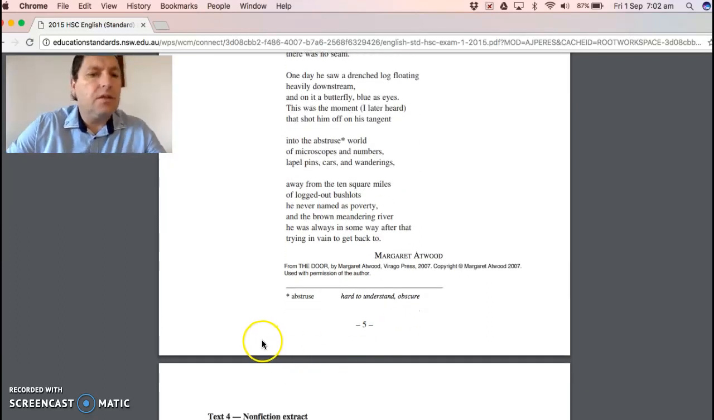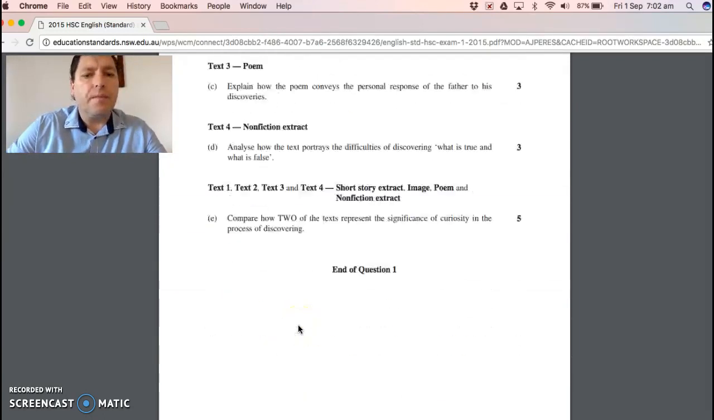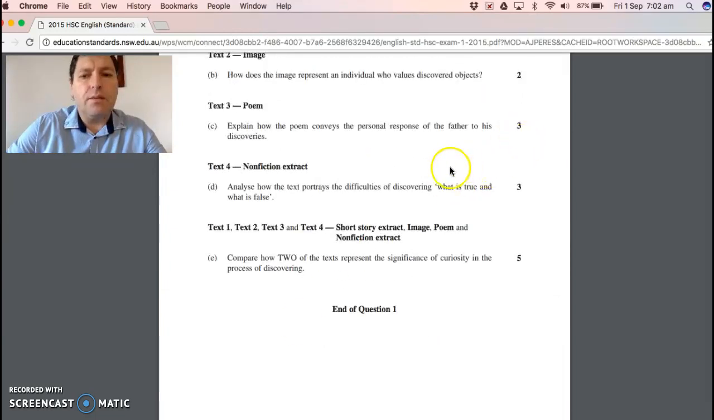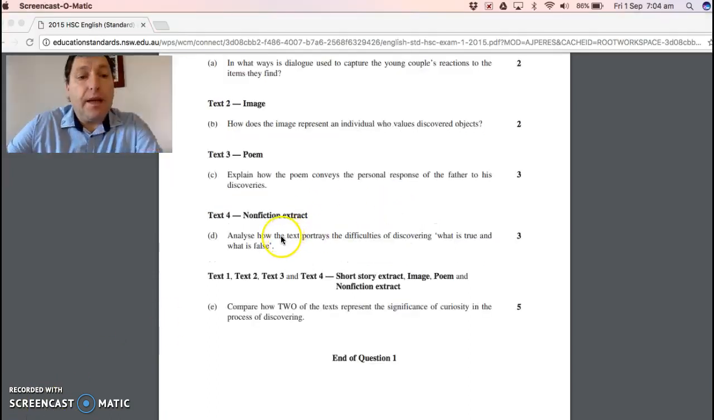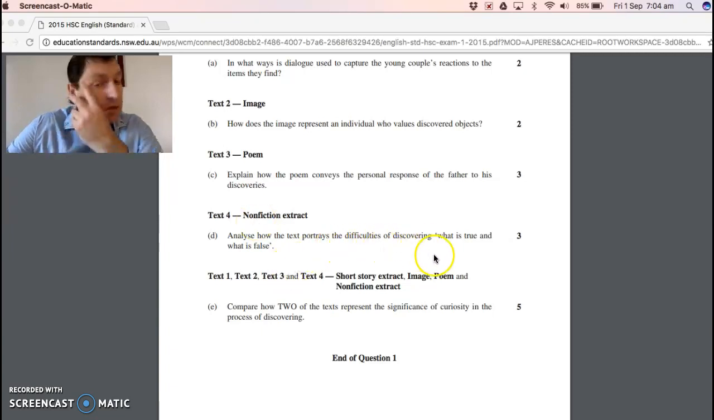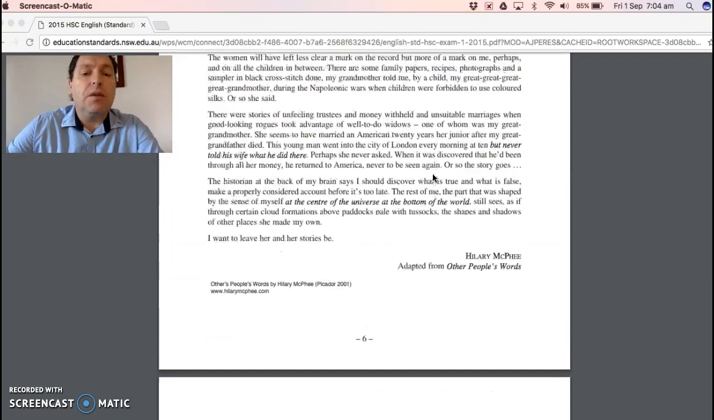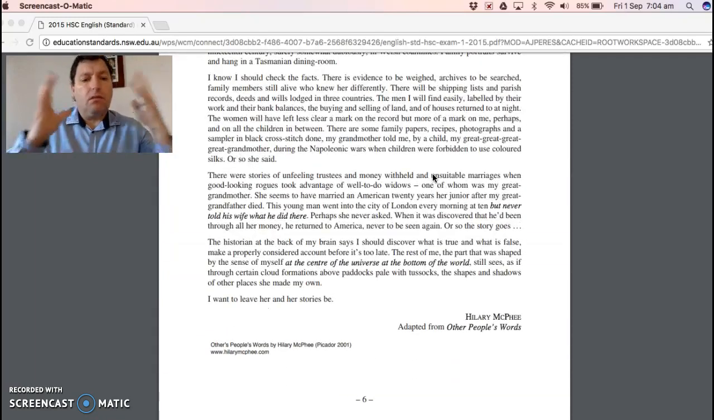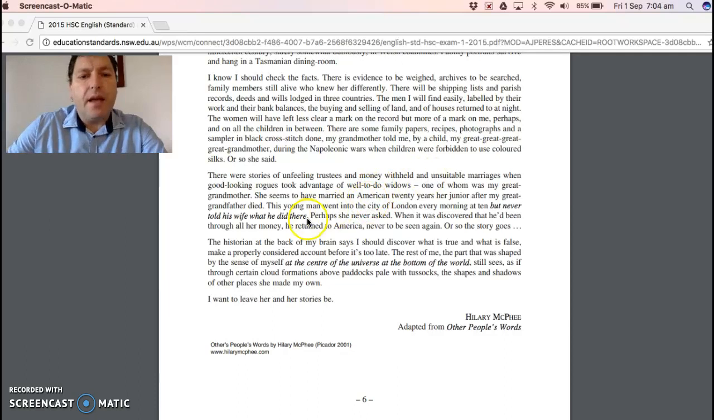So it's the first 3 questions, which are worth those 3 marks. You've got then these 2 to go, non-fiction extract and here. And if you can get this one here, you've got to do exactly the same thing. Okay? The important thing about the 4th one, it's a non-fiction extract. How does the text analyse the difficulties of discovering what is true and what is false? And it's dealing with what we call the thing between history and memory.